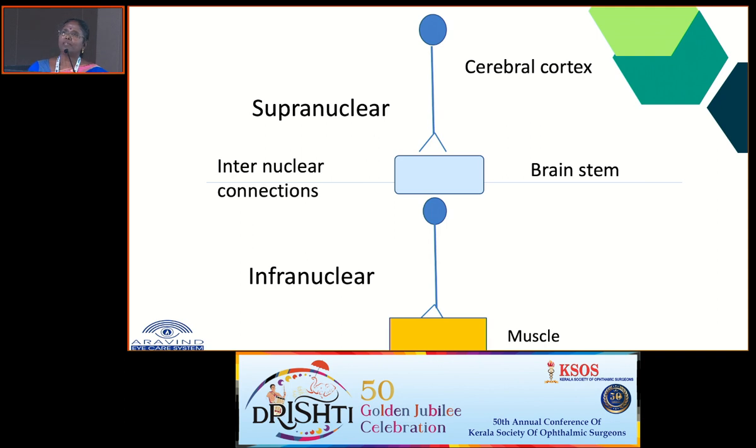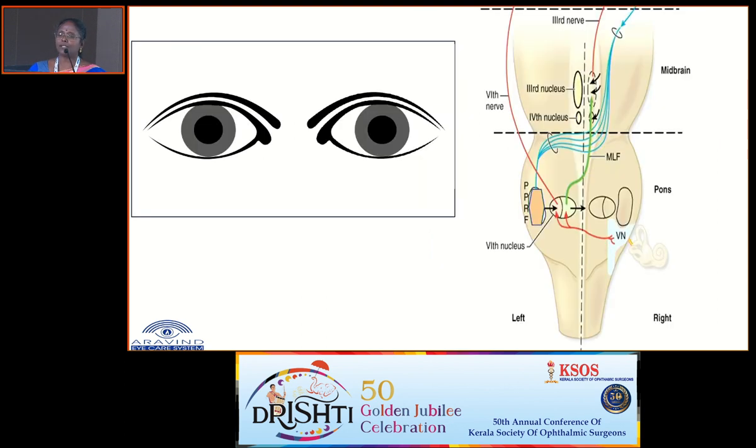Okay. So whenever you have a limitation of movement, the commonest thinking is that it is a nuclear level palsy. Whenever you have a nuclear lesion, the muscle is palsied. But there are certain conditions where the nucleus is under the control of supranuclear centers. So I am going to be speaking about these supranuclear as well as the internuclear conditions.